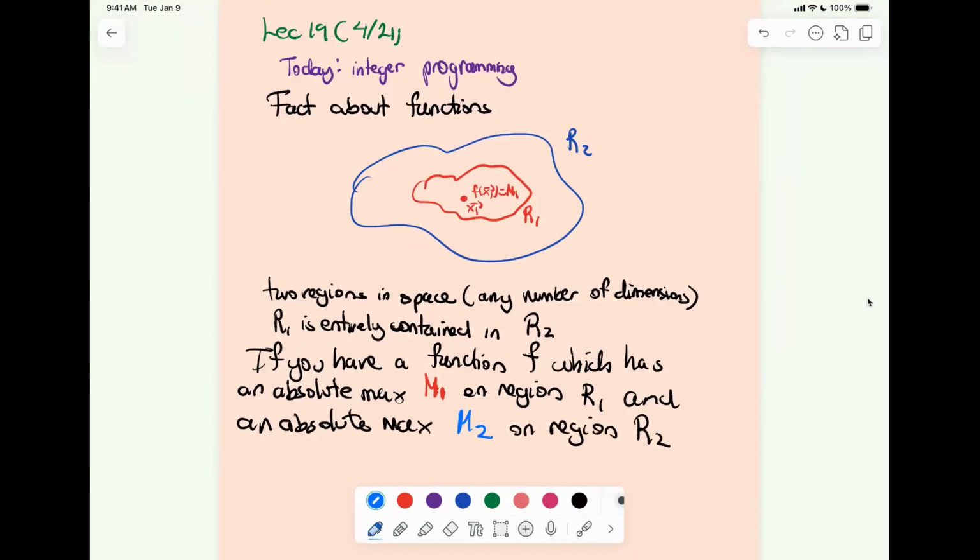So maybe here is the spot where we think about it in terms of temperature. I always like to think about these things in terms of temperature. The function could represent the temperature on a plate. So for the smaller plate, the max happens somewhere, the hottest point is somewhere, and then for the larger plate, the max happens somewhere else, right?